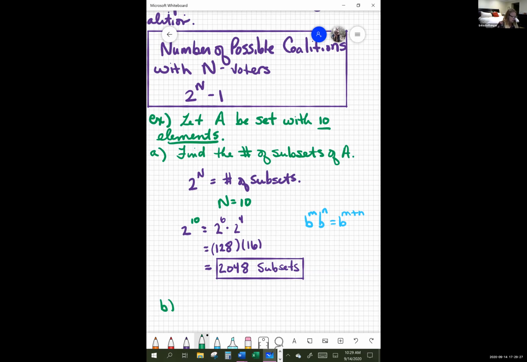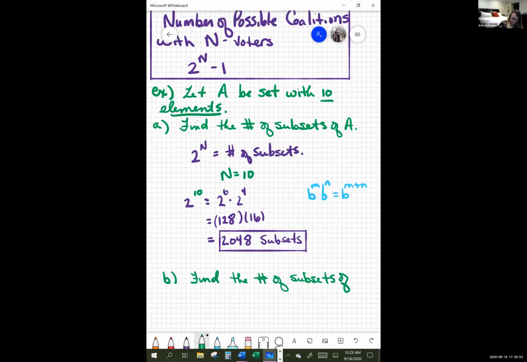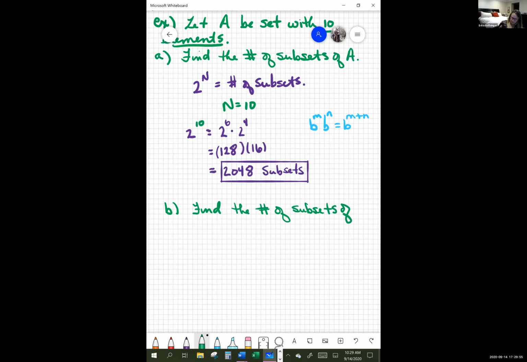And then part B, find the number of subsets of A having 1 or more element.